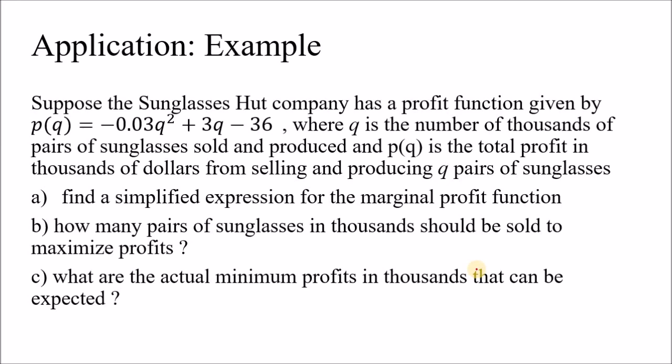We want to find a simplified expression of the marginal profit function. And we want to find how many pairs of sunglasses in thousands should be sold to maximize profit. What is the actual maximum profit in thousands that can be expected? There is a typo right here. This is maximum.